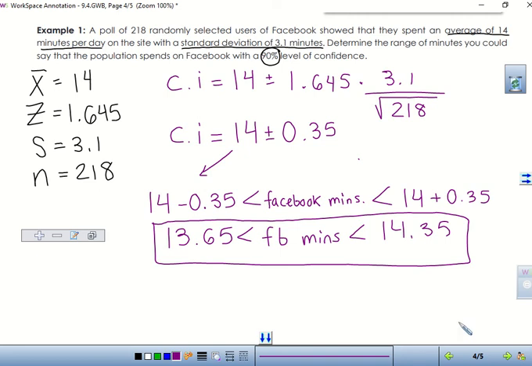Any other questions on it? It's really just like a plugging in the formula thing. We're going to do one more example together, and then you guys will have time for homework.